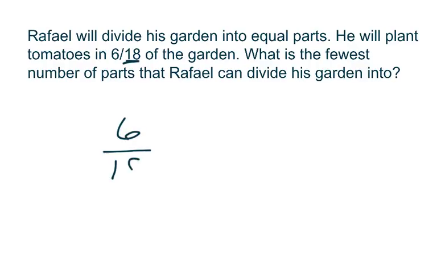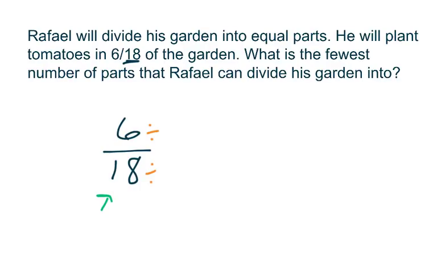So if I have 6/18, how can I make my 18 as small as it will go? What am I going to do with this problem? For this problem, I'm going to simplify my fraction as small as it will go. So go ahead and simplify your fraction to find the fewest number of parts that Raphael can divide his garden into.